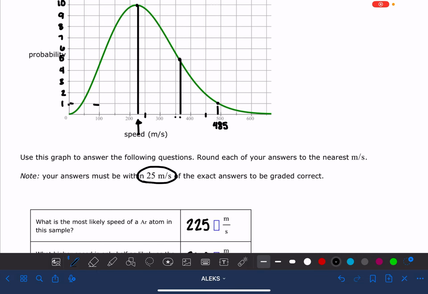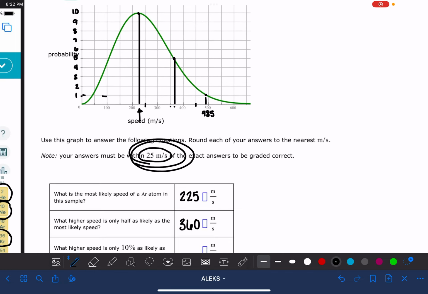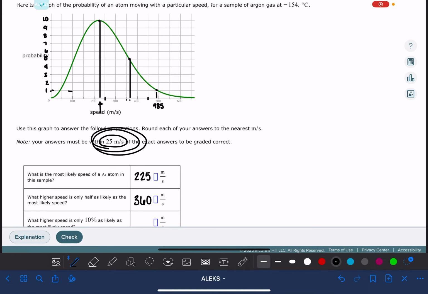Like I said, you've got quite a bit of wiggle room. ALEKS is giving you a margin of error of 25 meters per second, which is quite a bit. So I'll call this 485.